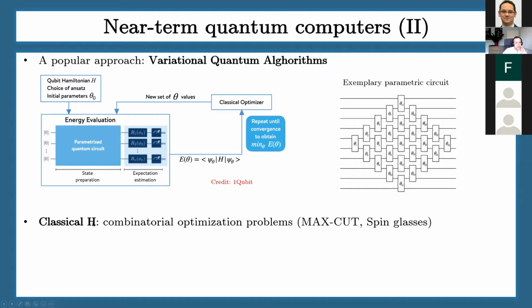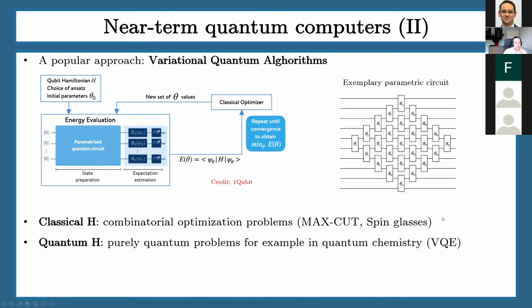Right, if you start with a classical Hamiltonian, namely a Hamiltonian which is diagonal in the computational basis, then you end up solving combinatorial optimization problems like max-cut or max-2-sat, or in physics, you might be solving approximate ground states of spin glasses. While interestingly, if you have quantum Hamiltonians, that is Hamiltonians that cannot be presented without great effort in the computational basis, then we are solving some truly quantum problem. An example can be quantum chemistry, if you want to find the ground state of some molecule.